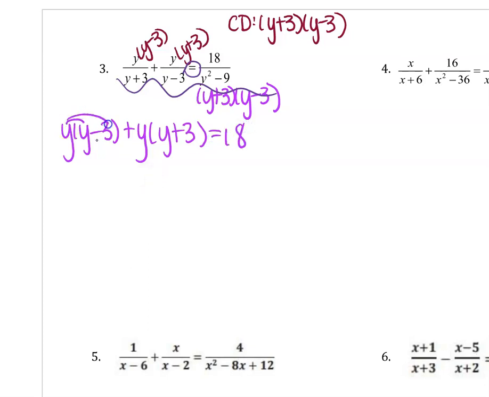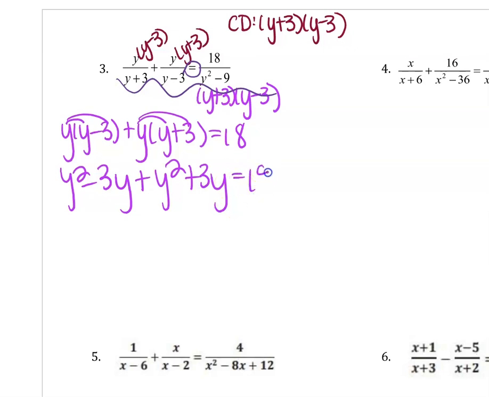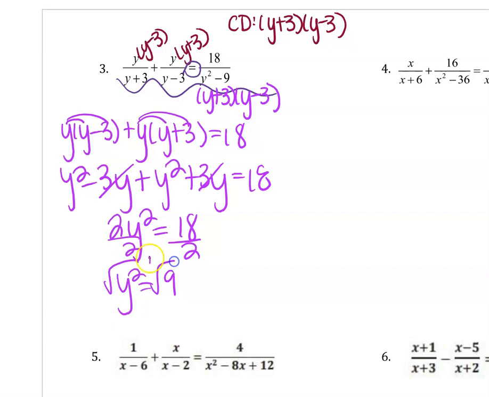All right, so this is y squared minus 3y plus y squared plus 3y equals 18. The 3y's drop out, and I'm left with 2y squared equals 18. Now here I'm actually going to choose to divide by 2, and that leaves me with y squared equals 9, which means I'm getting two solutions: y is equal to plus or minus 3.